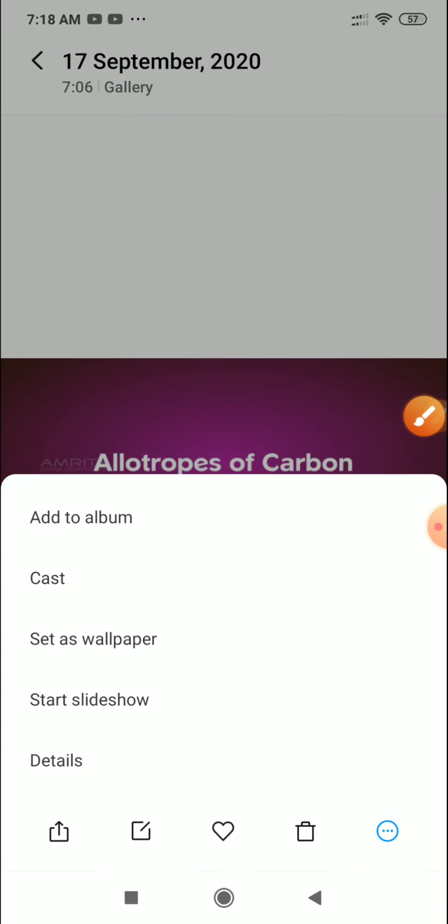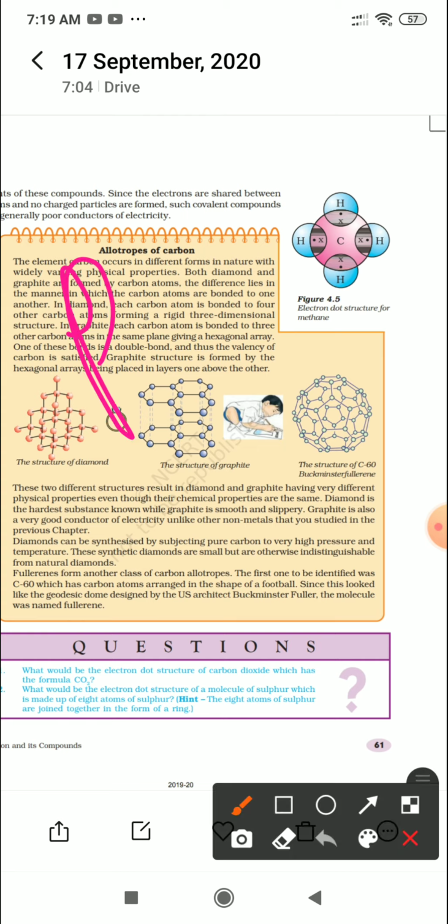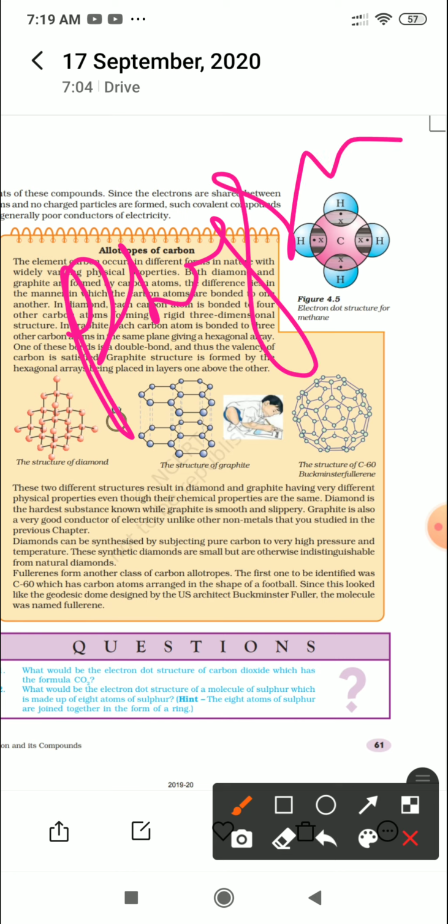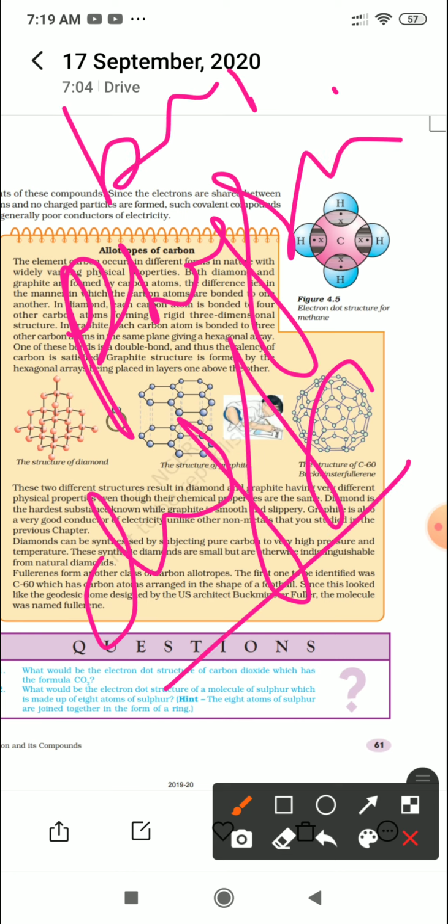Okay, so when you see your NCERT book, you saw what allotropes actually are. Allotropes means something which is physically different but chemically the same. Okay, physically different but chemically same.